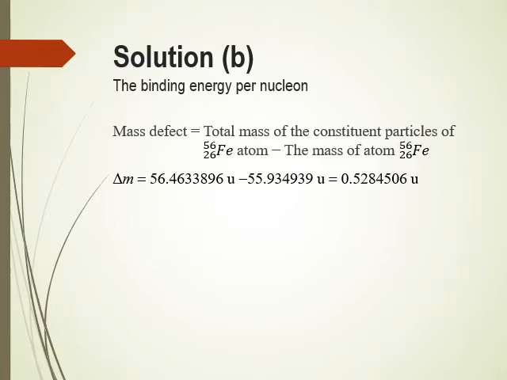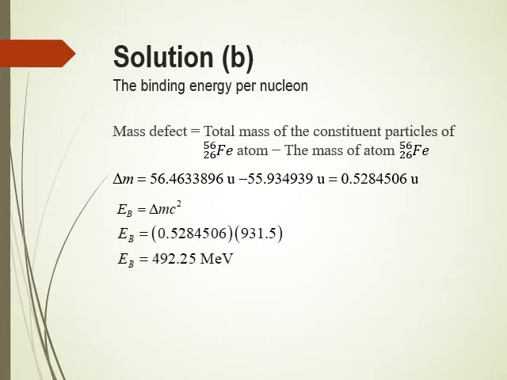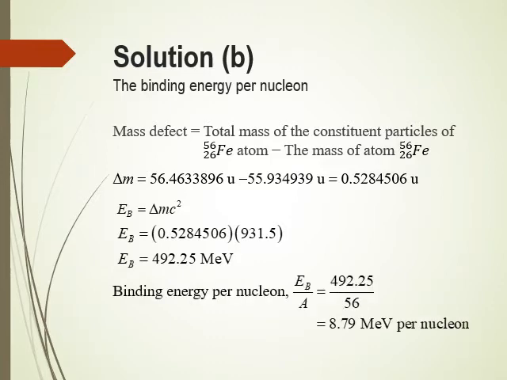0.5284506 u. Now that you have the mass defect, let us calculate the binding energy by using EB equals delta m c squared. Substitute the values into the equation. Binding energy is equal to 492.25 MeV. Thus, the binding energy per nucleon, EB over A, is equal to 8.79 MeV per nucleon.